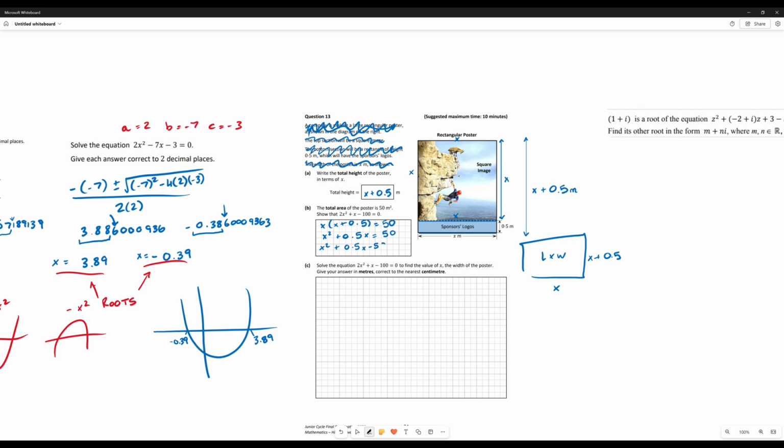minus 50 equals 0. Now, people might have been confused at this point how to turn this into the top one, but all they did was multiply the whole line by 2 because they didn't want the 0.5. And how do you get rid of a half? You double it. You multiply the whole line by 2. And if you do that, we get 2x squared, because x squared by 2 is 2x squared, plus 0.5x by 2, which is just 1x. So you can write 1x.